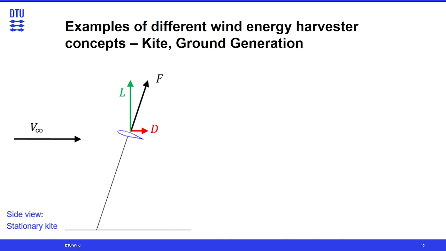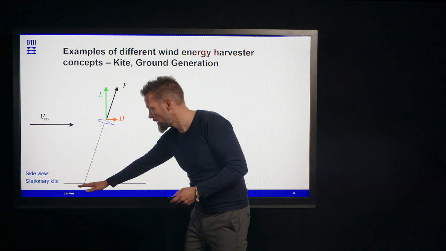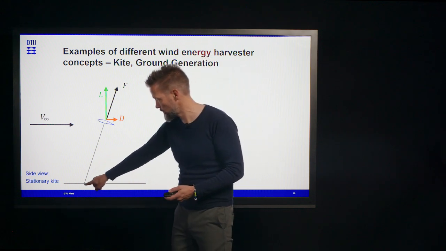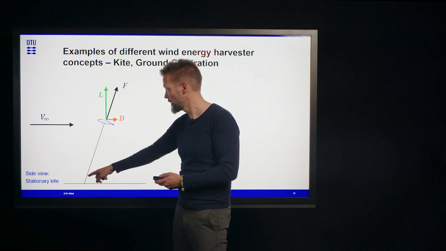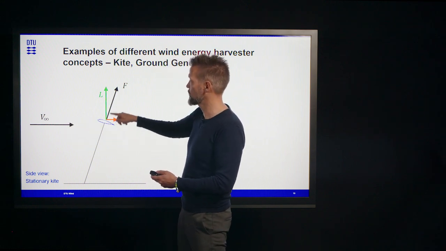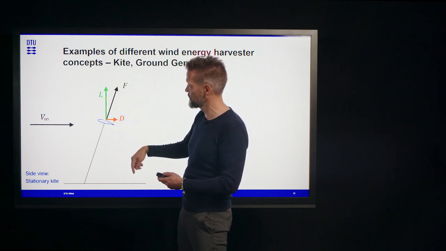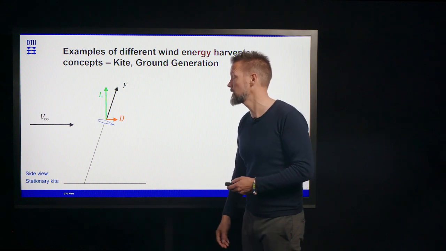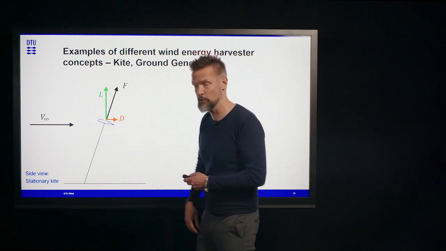So the last example I want to show you here is where we use a kite to generate power. And this is a side view of how it looks when you are standing with a stationary kite. So the kite is just attached to the ground here. Everything is steady state. We have wind, we have lift and drag, and the total force as a sum of these two. That force aligns with the tether because it's steady state and this doesn't weigh much.